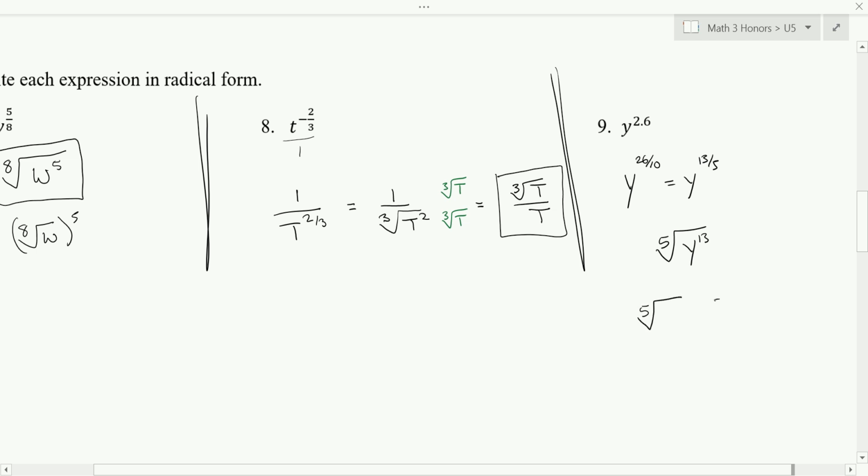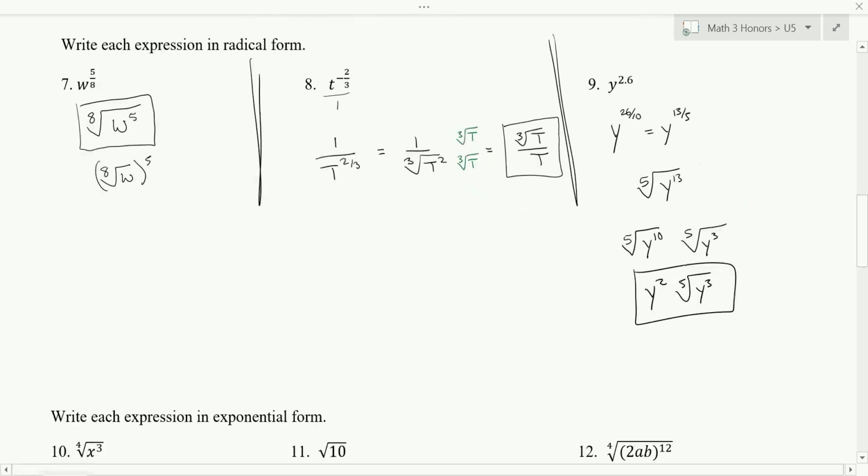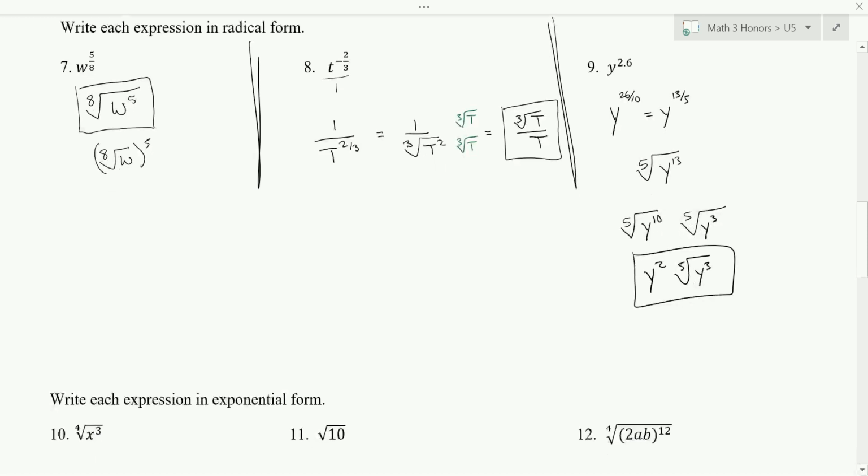So how many of those 13 y's can we get rid of? 10 of them. We're left with 3. And so we end up with y squared, 5th root of y cubed. So that's going from exponential form to radical form. The next 3, I want you to go the other direction. So I'm going to give you radical form, put it into exponential form.